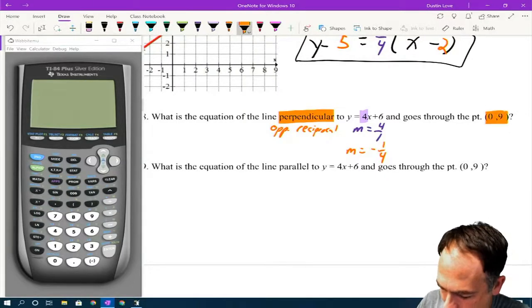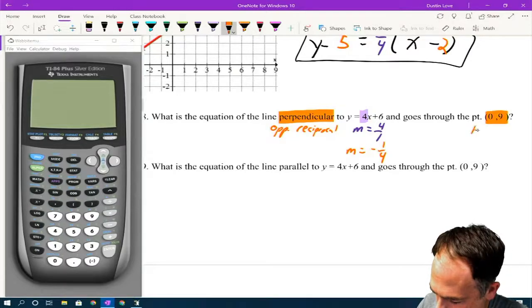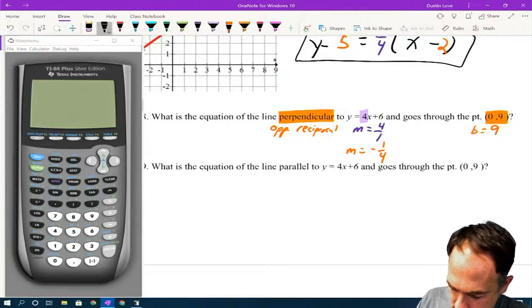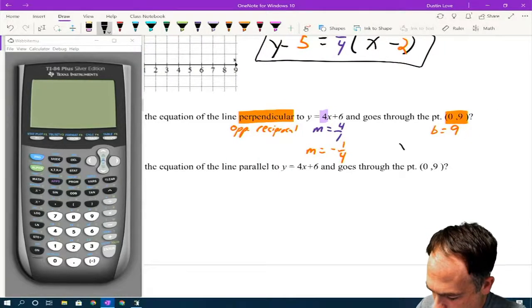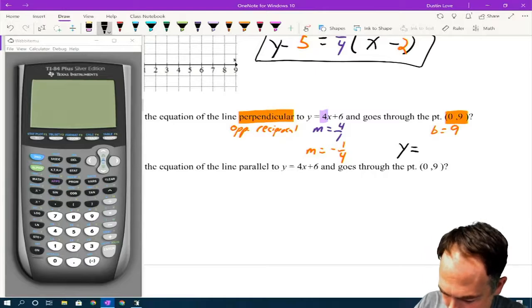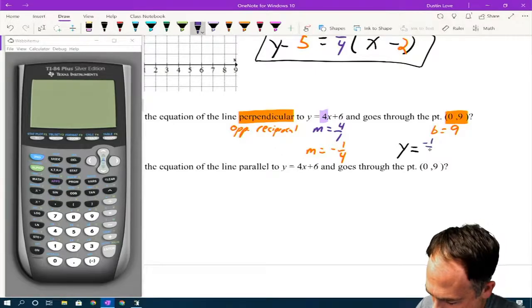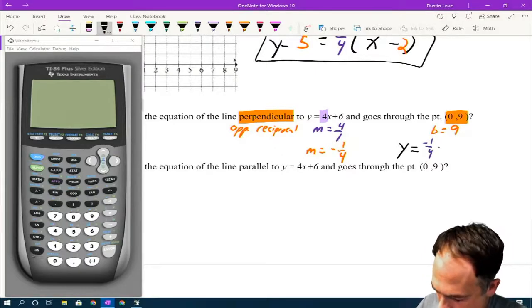This is a y-intercept, so my y-intercept b value is 9. So the equation of my line is y equals m, negative 1/4, x plus b, plus 9.